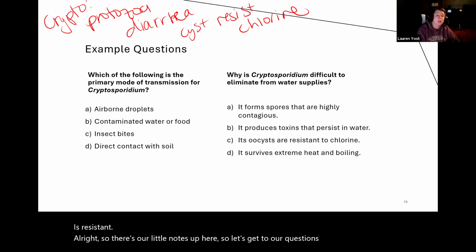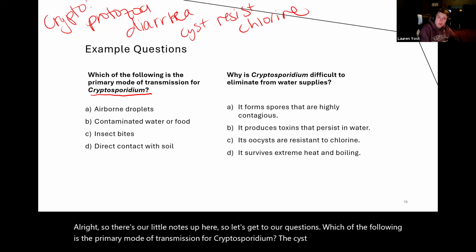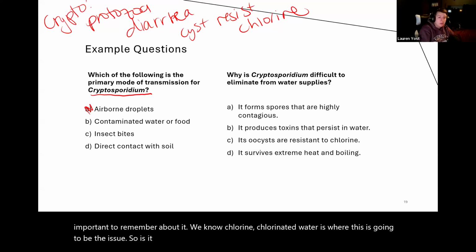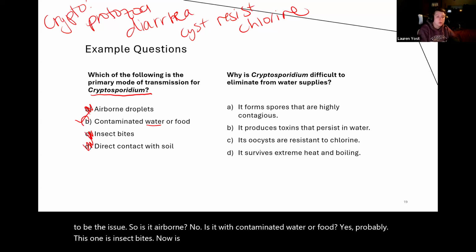Which of the following is the primary mode of transmission for cryptosporidium? The cyst resists chlorine. This is important to remember about it. We know chlorinated water is where this is going to be the issue. So is it airborne? No. Is it with contaminated water or food? Yes, probably this one. Is it insect bites? No. Is it contact with soil? No. It's going to be mostly water or food.